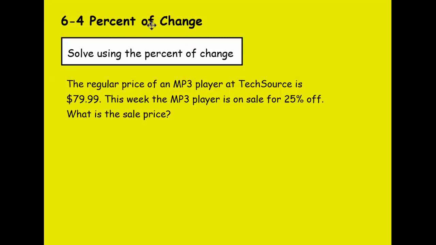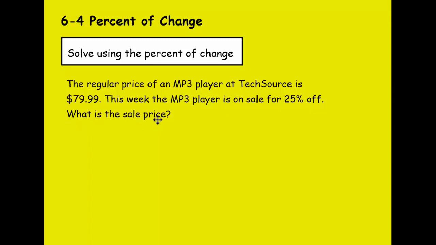Now we're going to solve using the percent of change. So this is assuming that we already know the percent of change, so now we could just find new numbers using that. For example, the regular price of an MP3 player at TechSource is $79.99. This week the MP3 player is on sale for 25% off. What is the sale price?